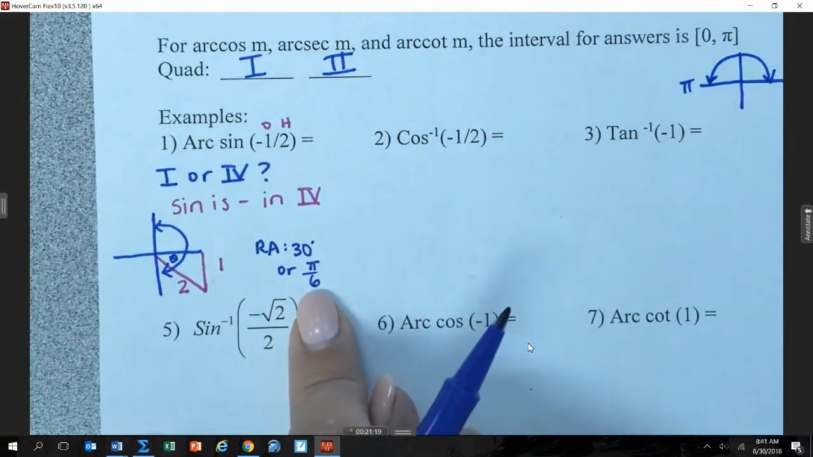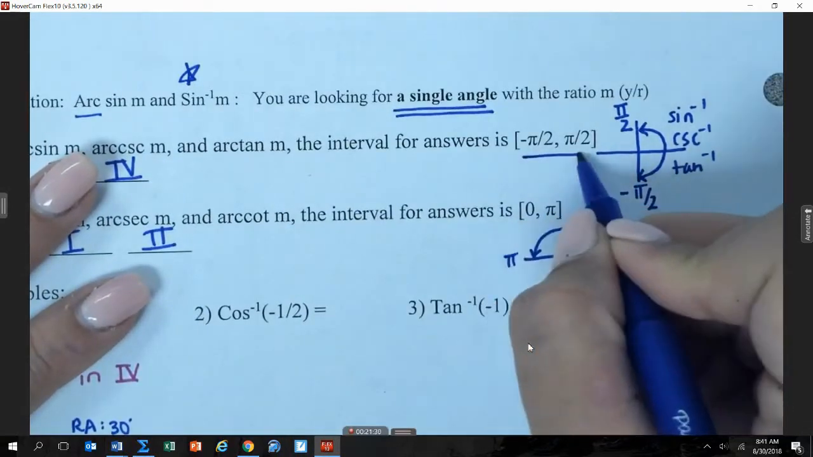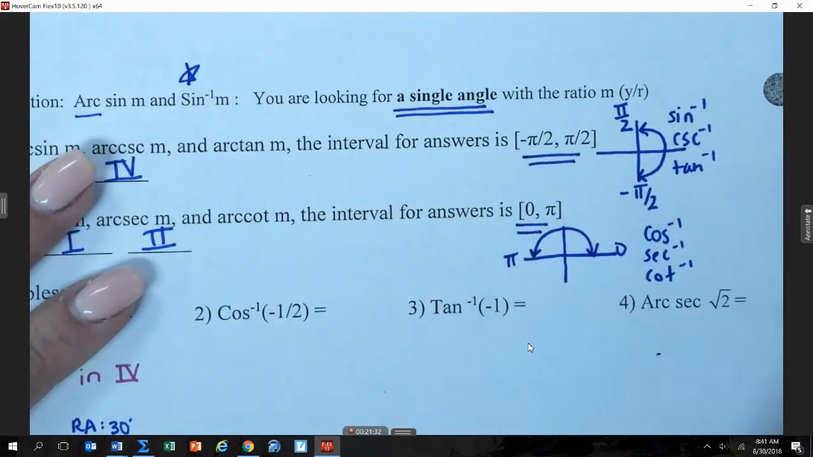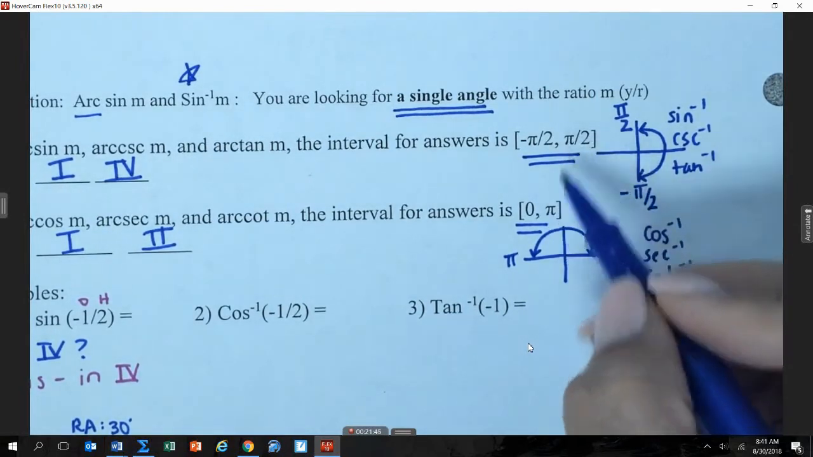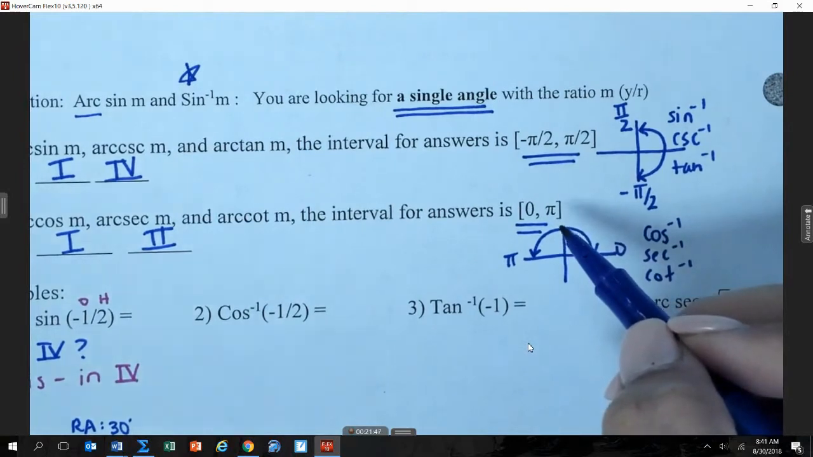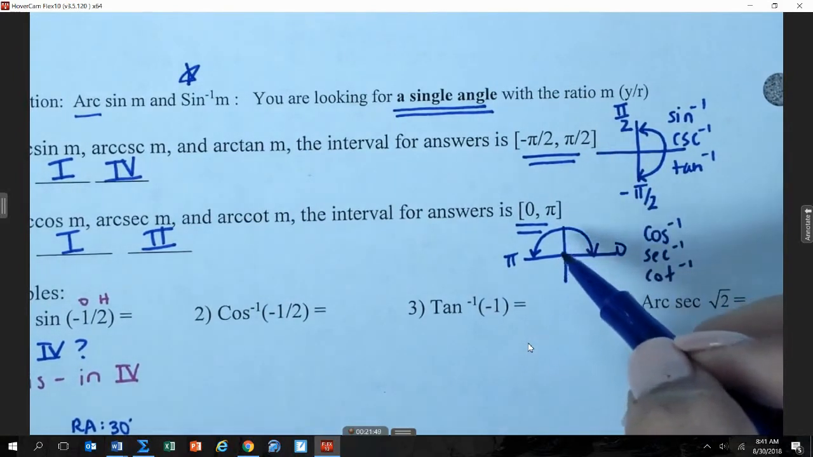If I don't specify whether I want your answer in degrees or radians, your default is radians. See these intervals? See how it says negative pi over 2 to pi over 2 and 0 to pi? Those are in radian form, okay? So if you see the word arc, I want you to default to giving your answers in radian form. It should be in radian form, because that's just what the restrictions are listed as. So just put radians.